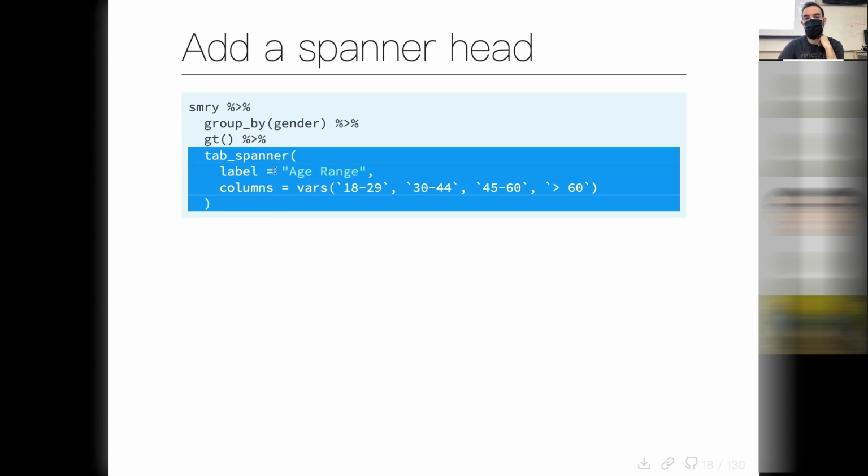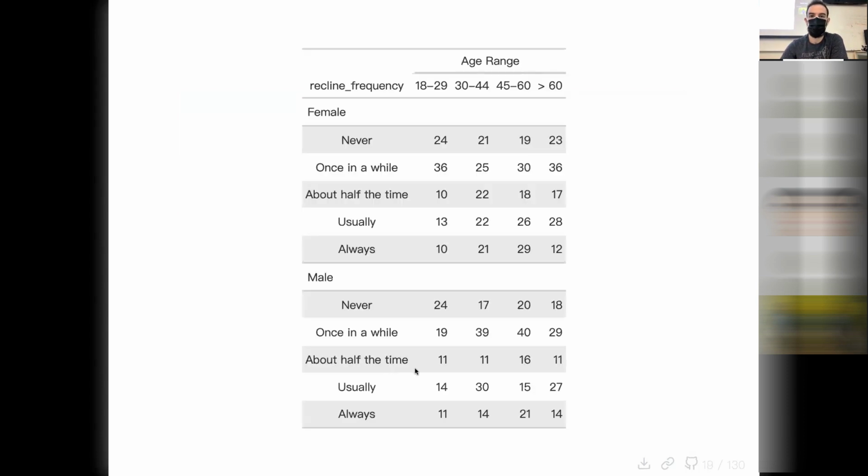I'm going to say the label is equal to the age range. Okay, so that's just what I want the name of my spanner head to be. And then I just pass it the columns that I want that spanner head to go to. Notice I have to use the backticks here when I'm using the different age ranges. That's because all of these columns happen to be illegal column names, right? None of those are column names that are valid in R, and so we have to use those backticks to get it to actually capture that. Okay. So once we do that, now you can see we have age range spanning those columns.